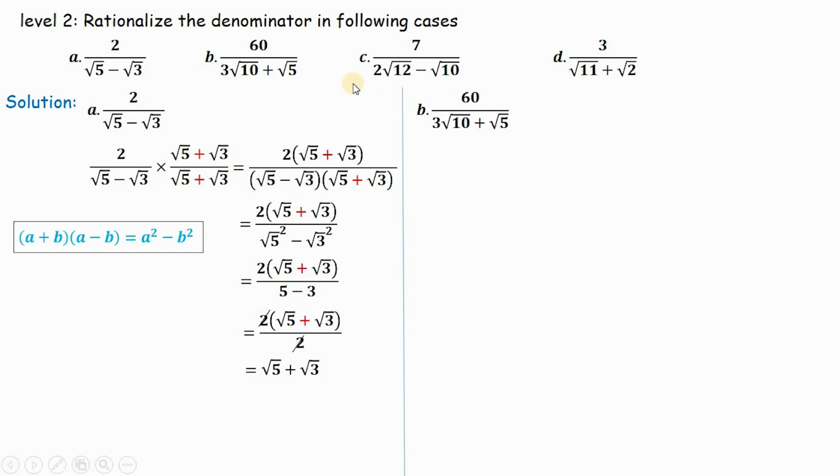Okay, in the second one, that is 60 by 3 into square root of 10 plus square root of 5.